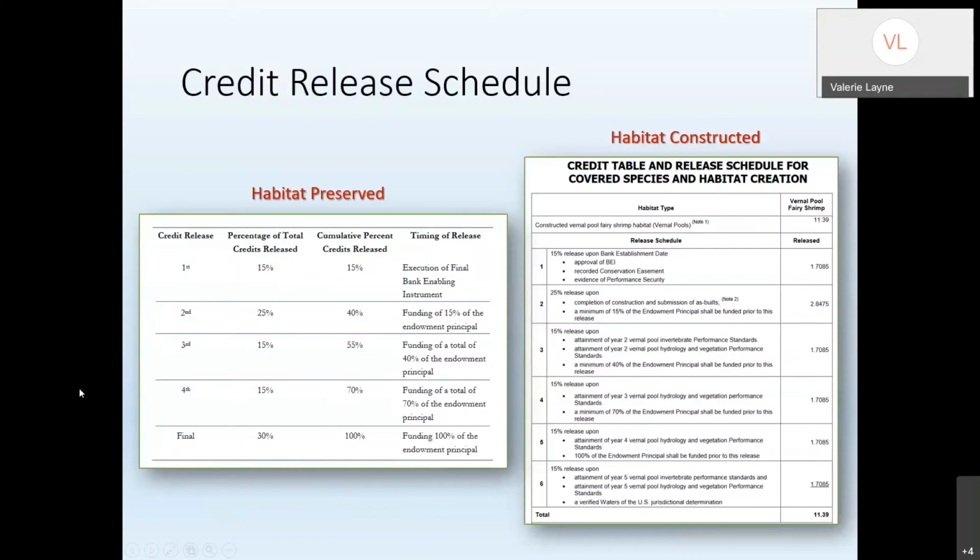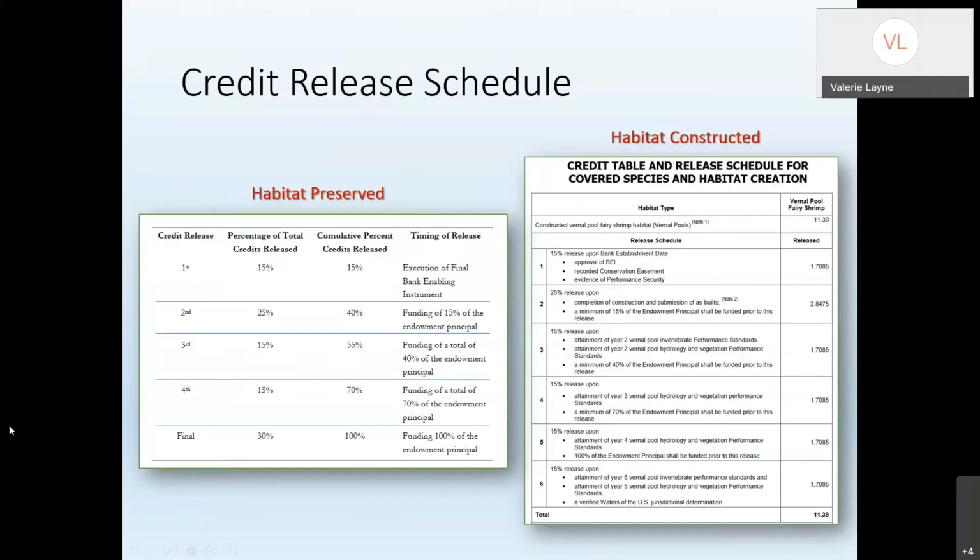I have a couple of examples here for you. These are from actual banks, actually conservation banks. The one on the left is for a preservation bank, and the one on the right is for a bank with constructed habitat that needs to meet ecological performance standards. Typically, a credit release schedule spans about 5 or 6 years if there are ecological performance standards that need to be met, but that time can be shorter for preservation-only banks, and can also stretch out for a much longer period depending on the circumstances.